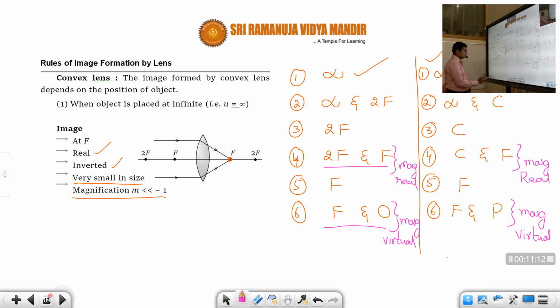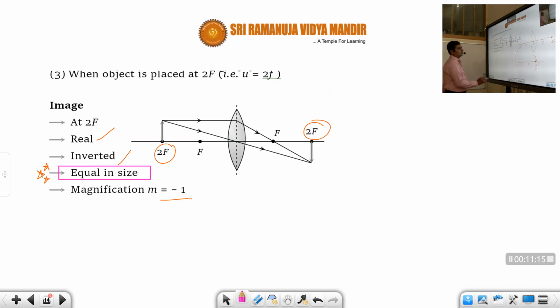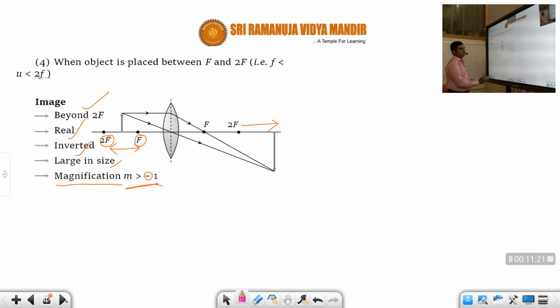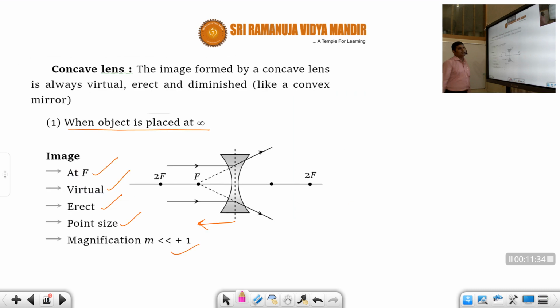So now let's move to the next one. So in all these cases, you know what is the position, what is the nature, what is the size, what is the magnification and all. So I told you to remember two things. Number one, the magnified image when the object is between focus and 2f, and when the object is between focus and the optic center. So these two things you should remember thoroughly.